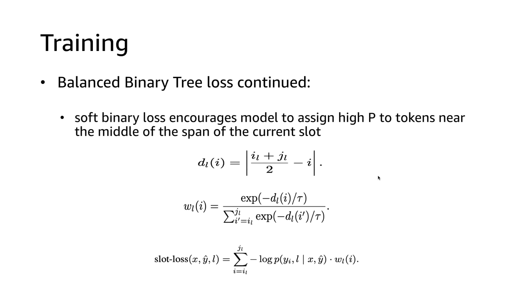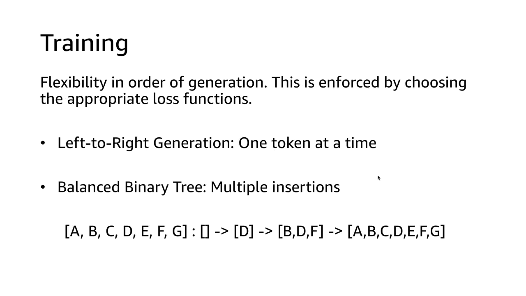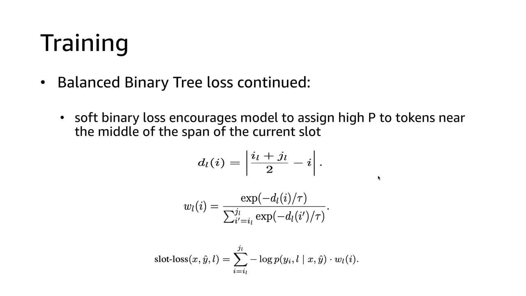A span for a slot is defined as a series of words which are potential candidates for that slot. So for each of those words, let's say for instance you are predicting something to the left of D, then your span would probably be A, B, C, D, right? Now you want to condition your model to predict C with a higher probability than A. The way you would do that is by giving it a higher weight. That's where W comes in.